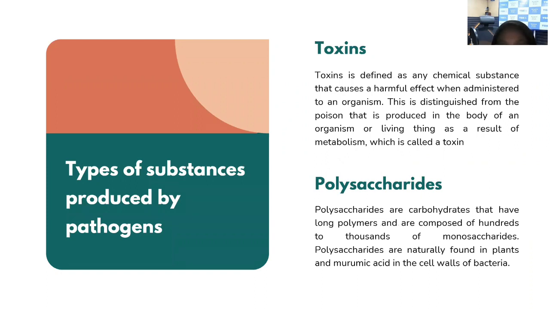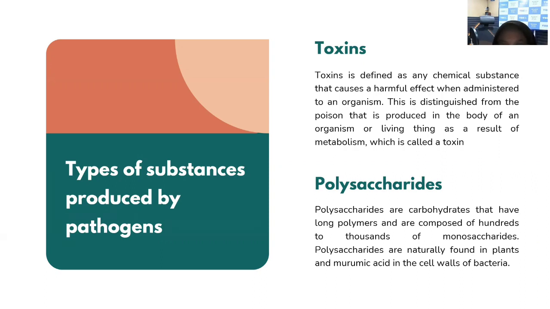Toxins. Toxin is defined as any chemical substance that causes a harmful effect when administered to an organism. This is distinguished from the poison that is produced in the body of an organism or living thing as a result of metabolism, which is called a toxin.